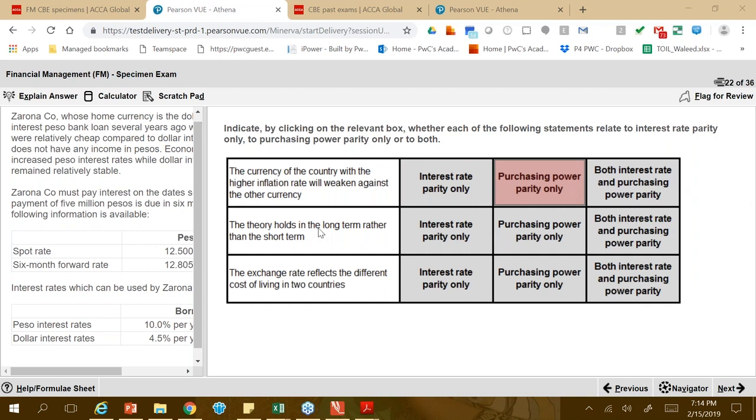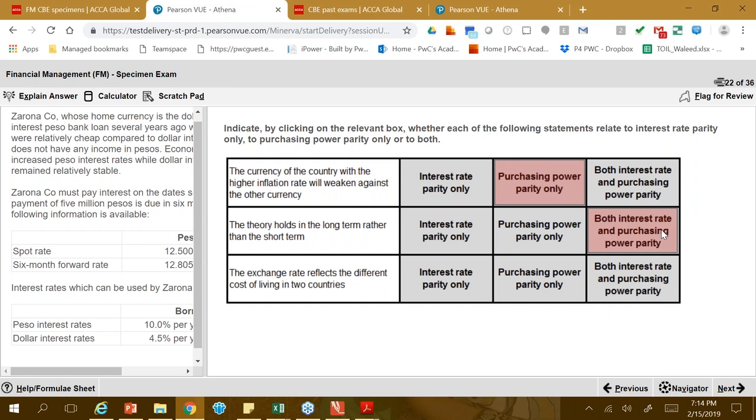The theory holds in the long term rather than short term. Well, I think both the theories are true in the long term because we are going to predict future exchange rates after 1 year. So both the theories hold true in the long term.